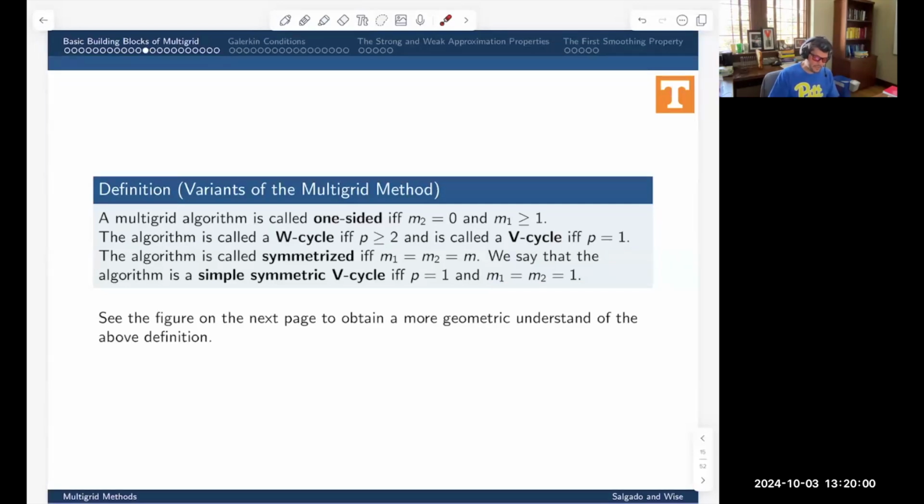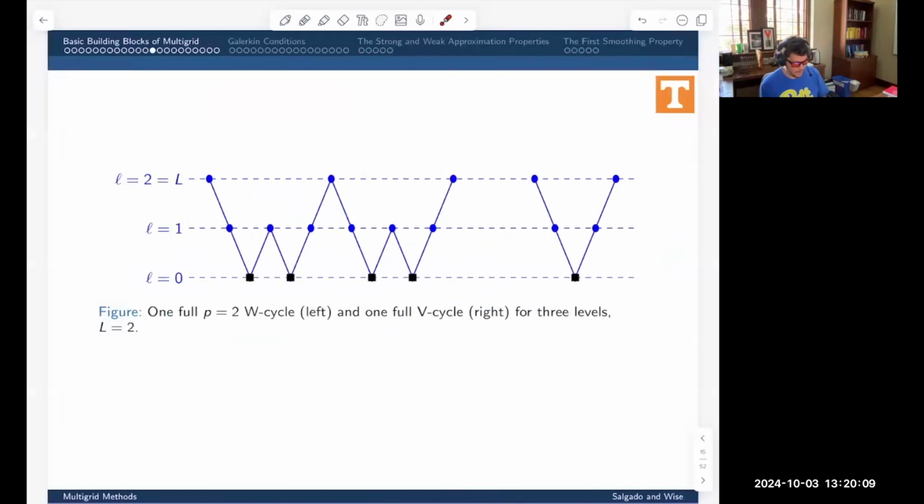Now, why is it called a W cycle whenever P is equal to 2 and a V cycle whenever P is equal to 1? That has to do with the structure of the calling. So whenever P is equal to 2, we call this a W cycle, and P equals 1, we call it a V cycle. Suppose that capital L is equal to 2. So that's our finest possible level. Our coarsest possible level is L equals 0. And so whenever P is equal to 2, let's think about what we do.